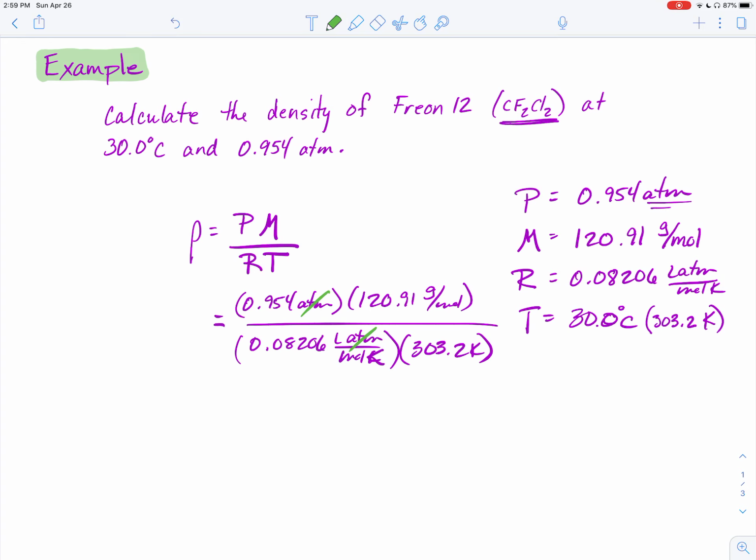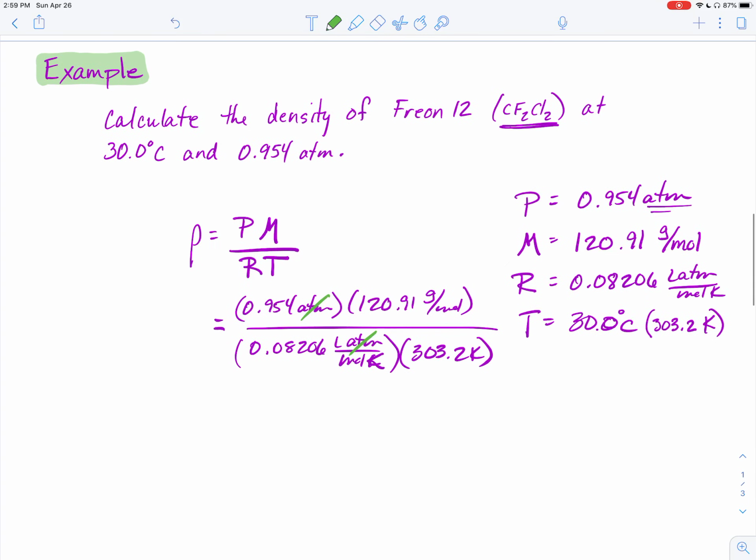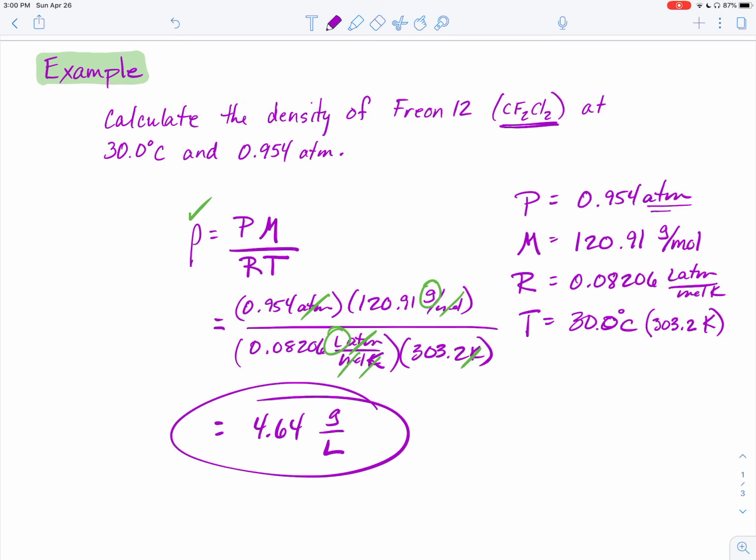Check and make sure that you solved that right and got all the right units by canceling out the units. So atm cancels, Kelvin cancels, moles cancel. That leaves you with grams over liters, which is density. So we've got that check done correctly. Let's put this in our calculator, and when we do this, rounding to three significant figures, I get a value of 4.64 grams per liter. So this is how you calculate density using the ideal gas law.